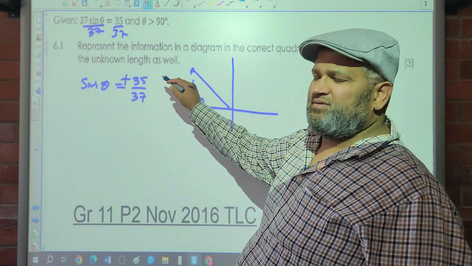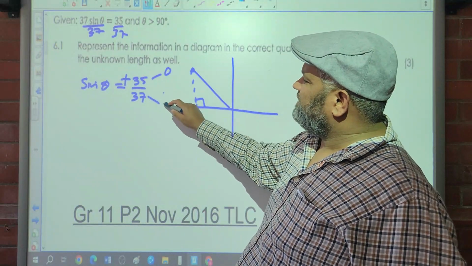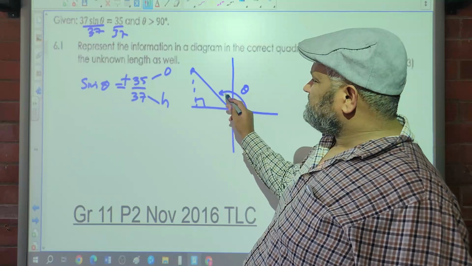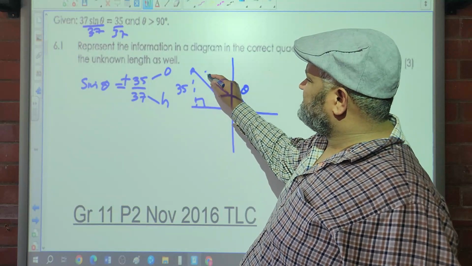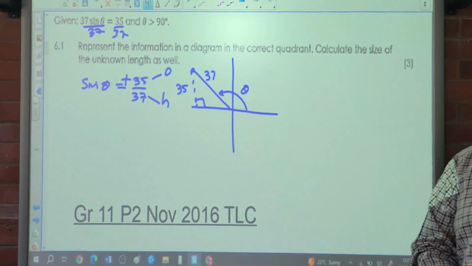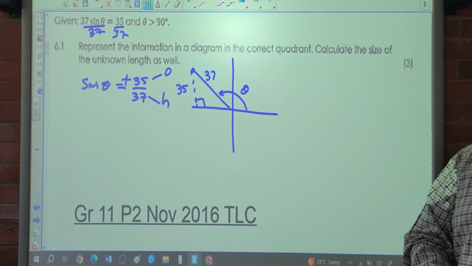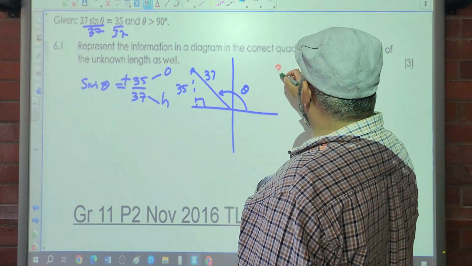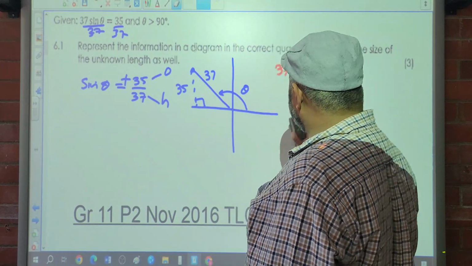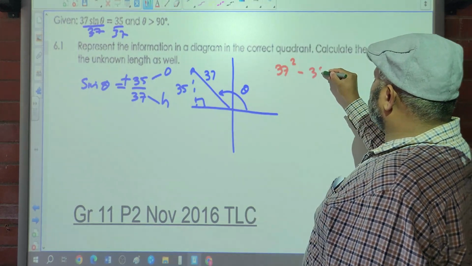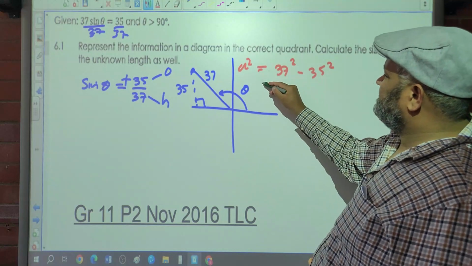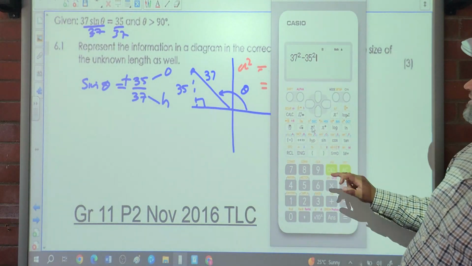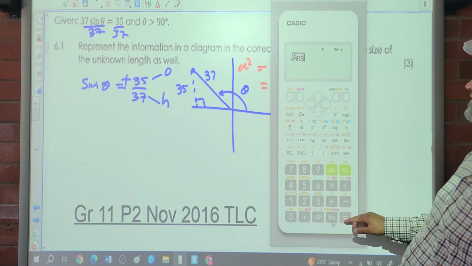What does sine stand for? Opposite over hypotenuse. So there's my theta angle there. Your opposite is of course 35. Your hypotenuse is 37. How do I calculate this adjacent side? Pythagoras. So we now say of course 37 squared minus 35 squared is your adjacent side squared. So you put it in the calculator: 37 squared minus 35 squared is 144, the square root of that is 12.